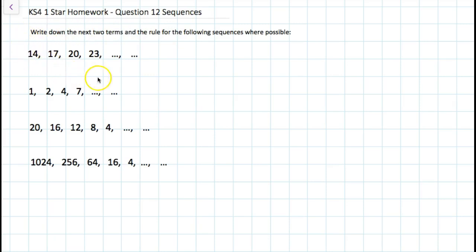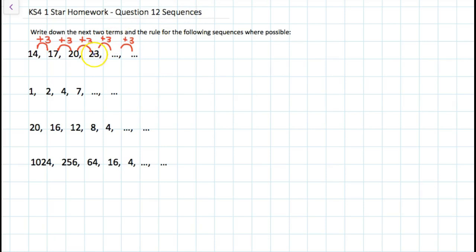So to start off with, we're looking to see if we can spot a relationship between the numbers. So between 14 and 17, 17 and 20, 20 and 23. Now you may be able to spot that already, but what I'd suggest you do is have a little look at writing the differences above. So between 14 and 17, there's a difference of 3, and I need to add on 3 to get there. Between 17 and 20, I also need to add on 3. And 20 to 23, I add on 3, which means the remaining two terms are going to be found by adding on 3 to those numbers.